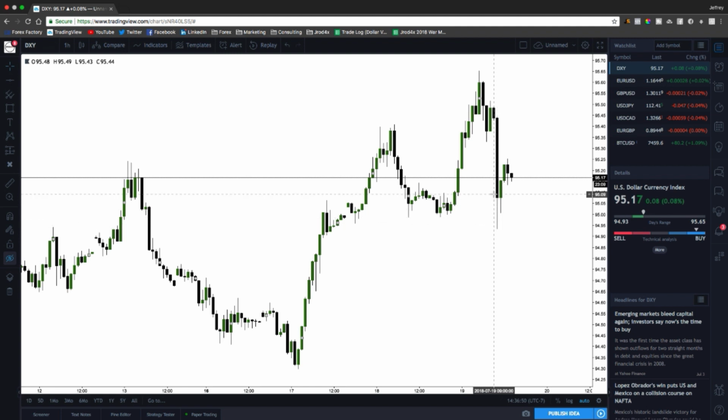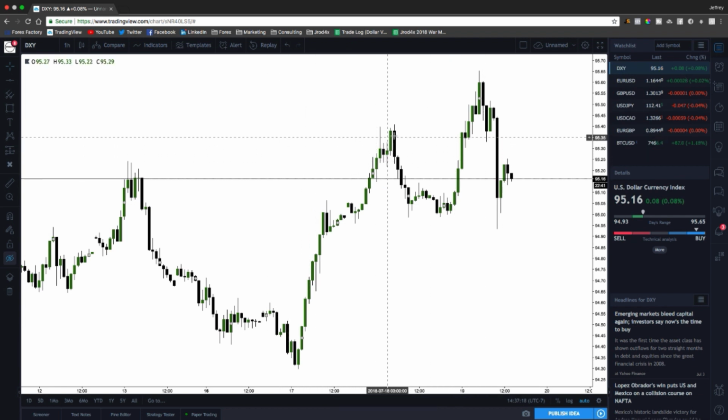Okay, so what would we expect going forward? We would just expect the market to trade back up into this, hold as resistance, and continue selling off if this thing is going to go lower, right? While everybody else is buying it right now. So, I mean, look right here. First headline, emerging markets bleed capital again. Investors say now is the time to buy. So they're saying it's time to buy dollar index. So, I mean, that's just, don't believe the headlines.